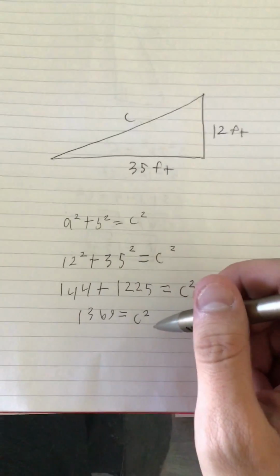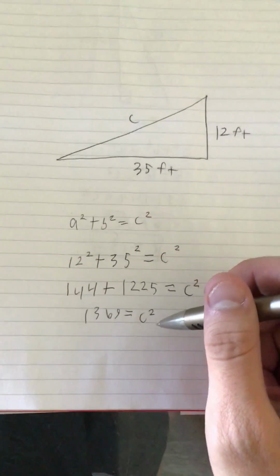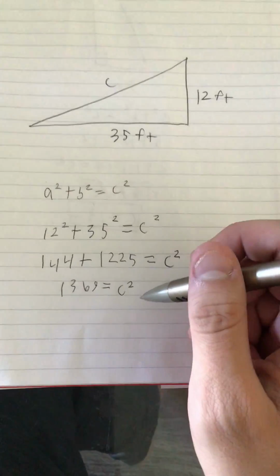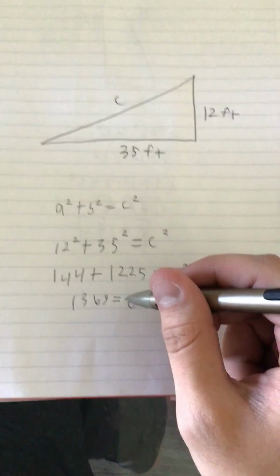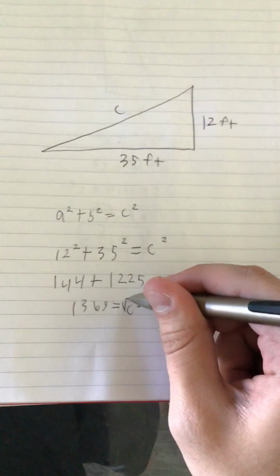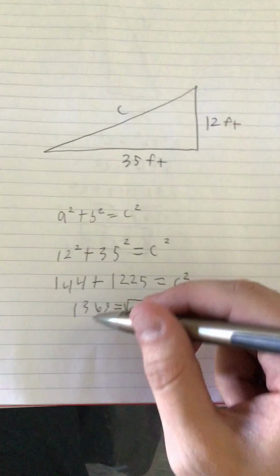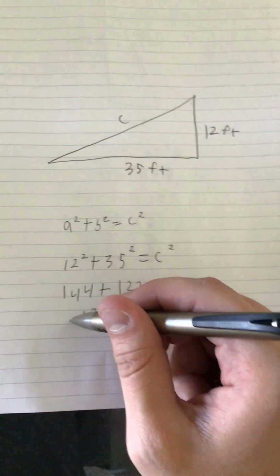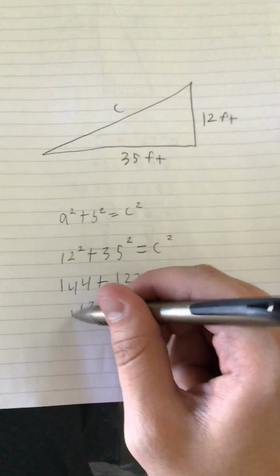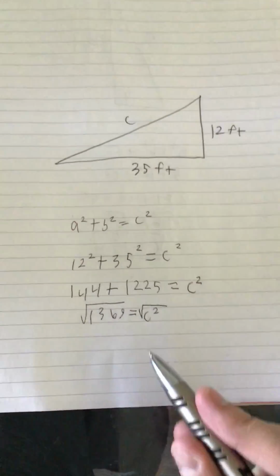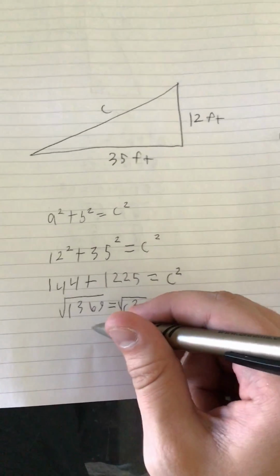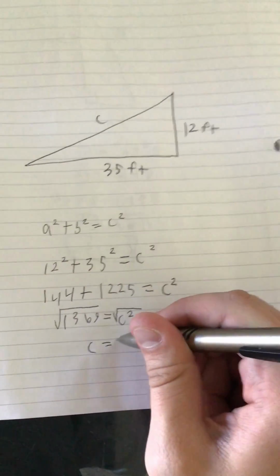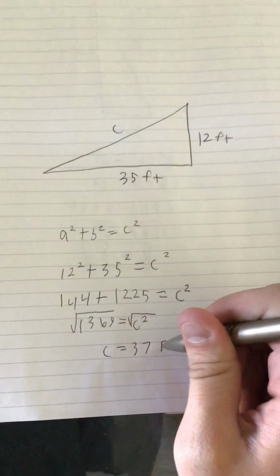Are we done yet? No, sir. No, right? Because we need to do one last step. What's our final step? Square root C squared. Right, because we see the C squared, to eliminate the square we need the opposite operation, which is the square root. That's the opposite of squaring something. And whenever we do something to one side, we also have to do it to the other side. So what is the square root of 1,369? 37. So we know that C is equal to 37 feet.